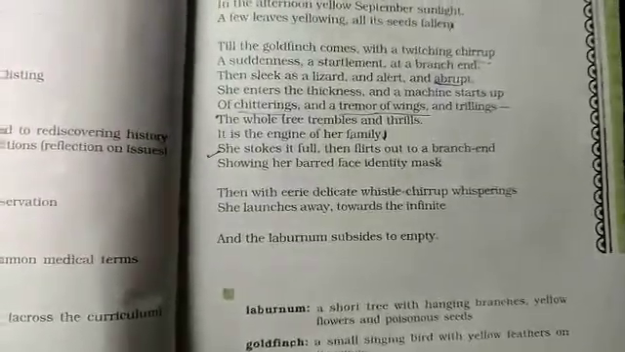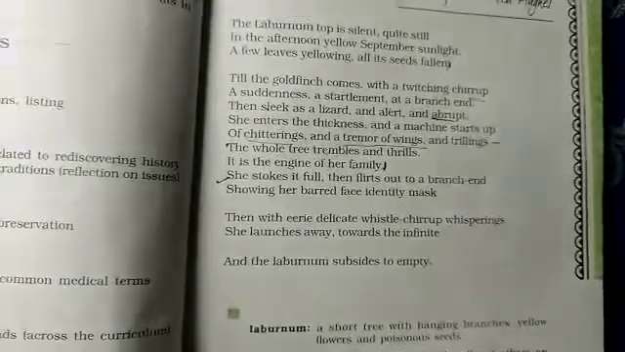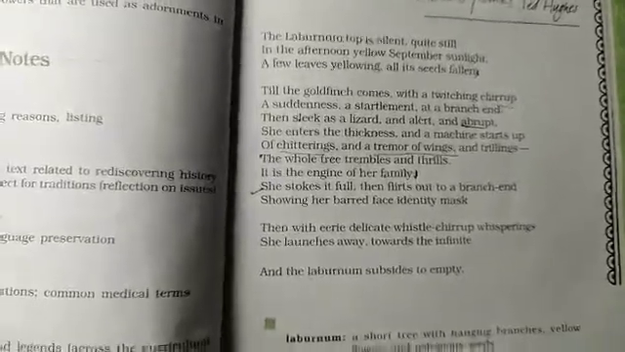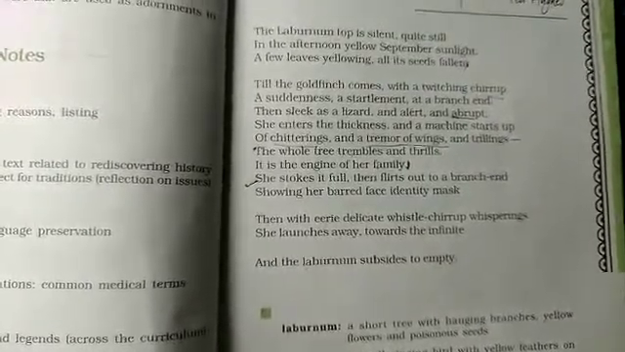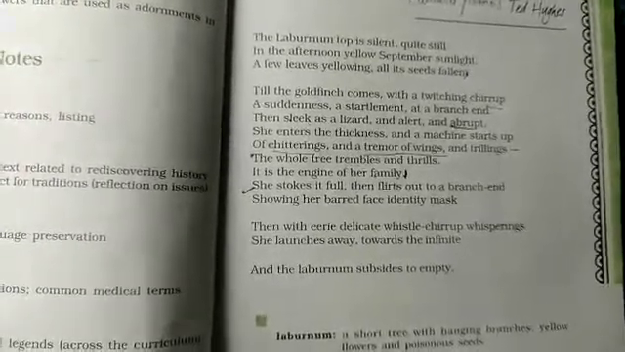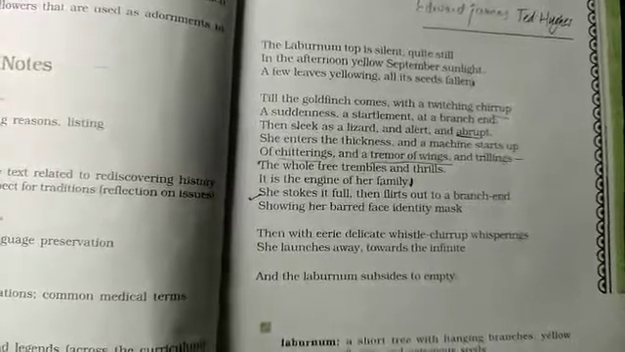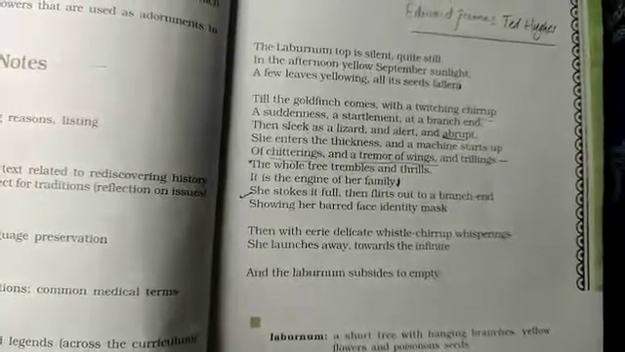So in this stanza, the poet says that the laburnum tree top remains still, silent, till the goldfinch, a yellow-colored bird, comes and starts chirruping. When the goldfinch comes in this tree, it becomes lively. The bird enters the tree like a lizard. And the entry of the goldfinch is very abrupt. Abrupt means sudden or unexpected. And the goldfinch seems very alert.